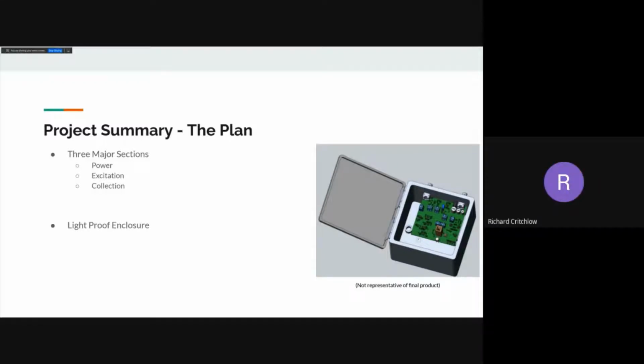So the plan for this is to have it split up into three separate sections. The main section is going to be the power, which will power the entire project. Then we'll have an excitation source, right? So that's going to be the light or the LED that would shine into the rubipi to fluoresce it. And then finally the collection circuit, which will take the fluorescence data via a sensor, and we will then take that and analyze it and output it into the oscilloscope. This will all be placed into a light-proof enclosure. This will reduce ambient light noise from various other products.